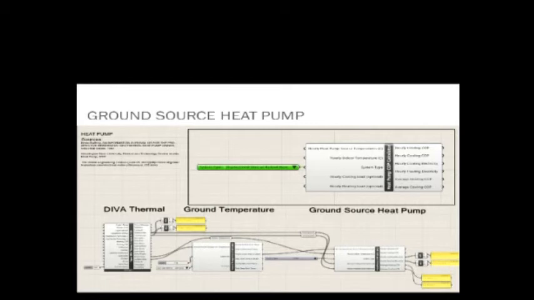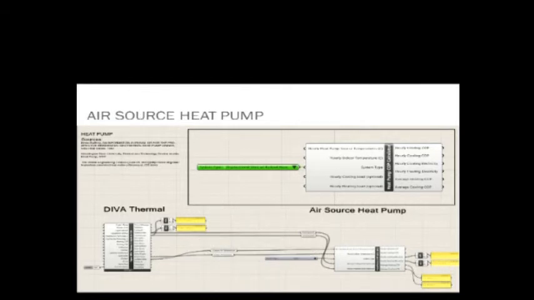And then we can use the same component, and instead of using the ground source, the ground temperatures, we replace that with outside air temperatures. Then we get the air source heat pump coefficient of performance for both the heating and cooling side.